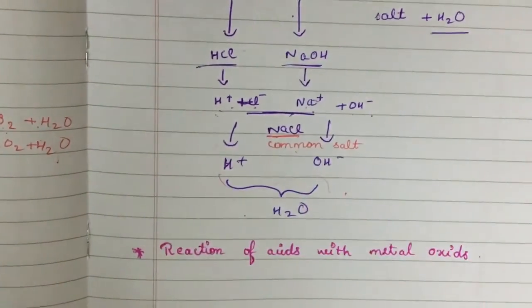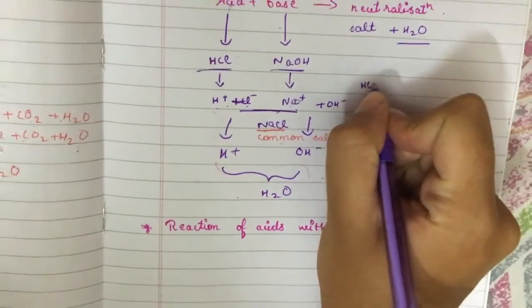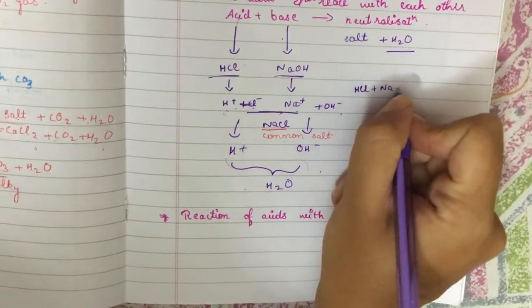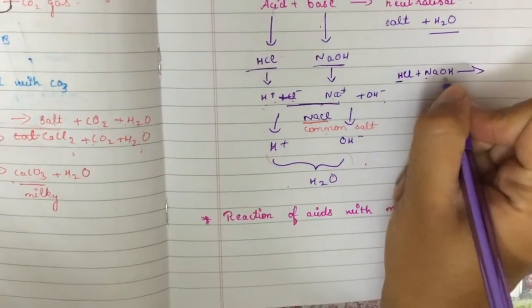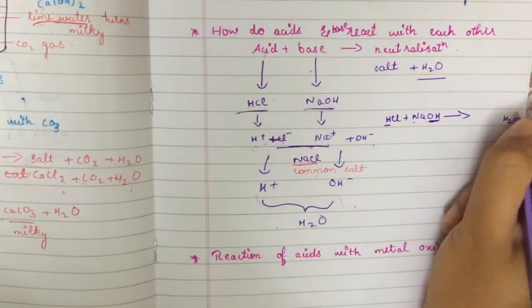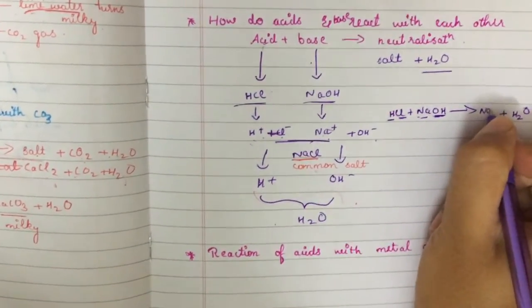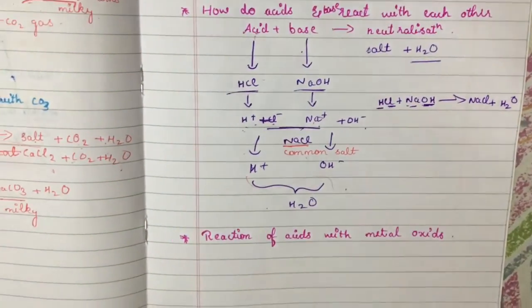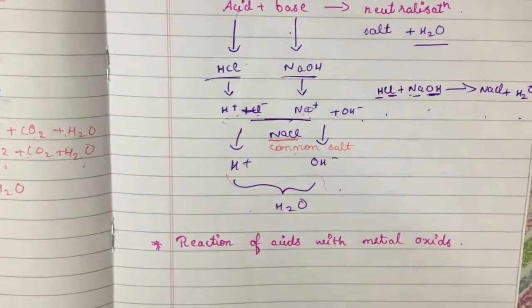For the previous reaction, this can be represented as the chemical equation HCl plus NaOH, and there will be formation of salt. H plus and OH minus will combine to form water, and the remaining thing is Na plus and Cl minus. This is the thing, that is, acid plus base will give salt plus water.